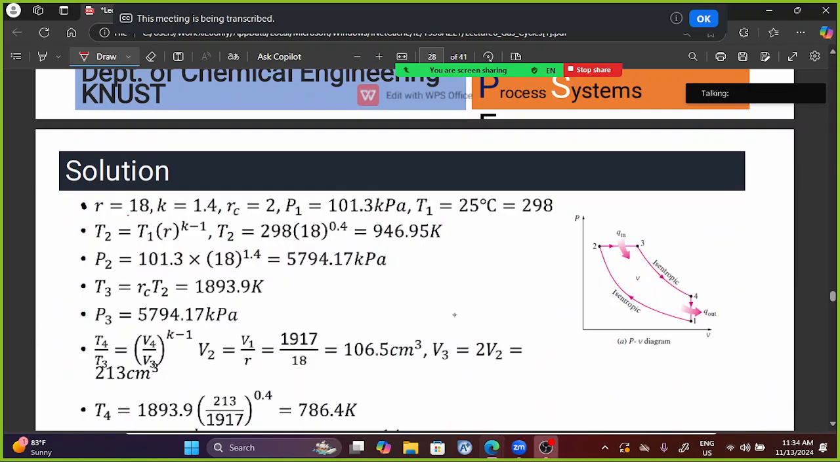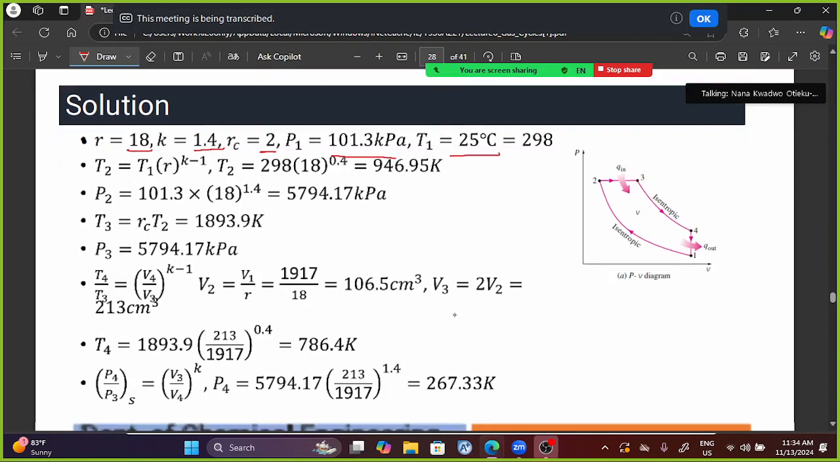So we know the compression ratio to be 18 and our cutoff ratio to be 2. We also know the K of air, we know our P1 and we know our T1, right? If we use the diagram with temperature and enthalpy, we would have this. So this is enthalpy and this is temperature. We have from 1 to 2, 2 to 3, and then 3 back to 4.